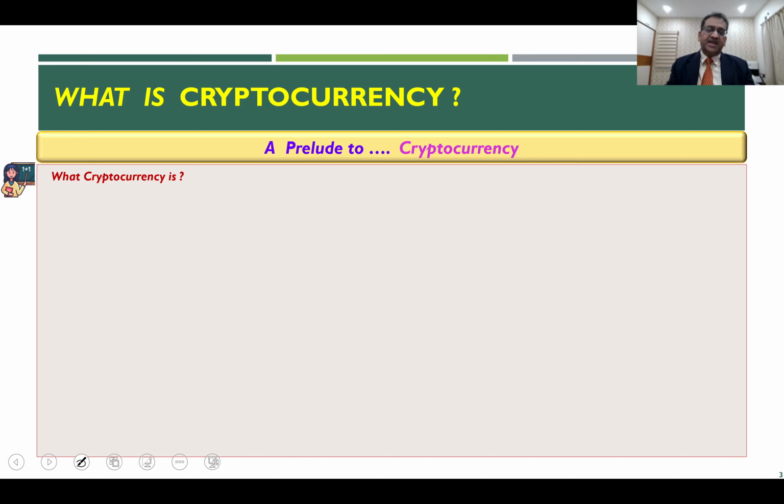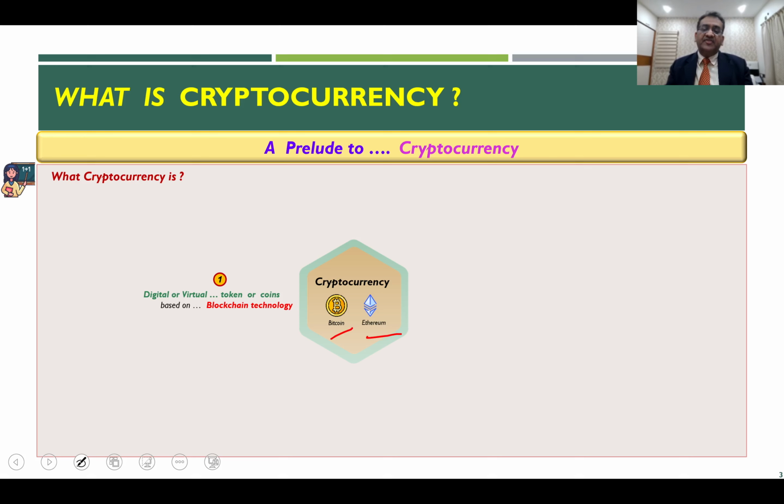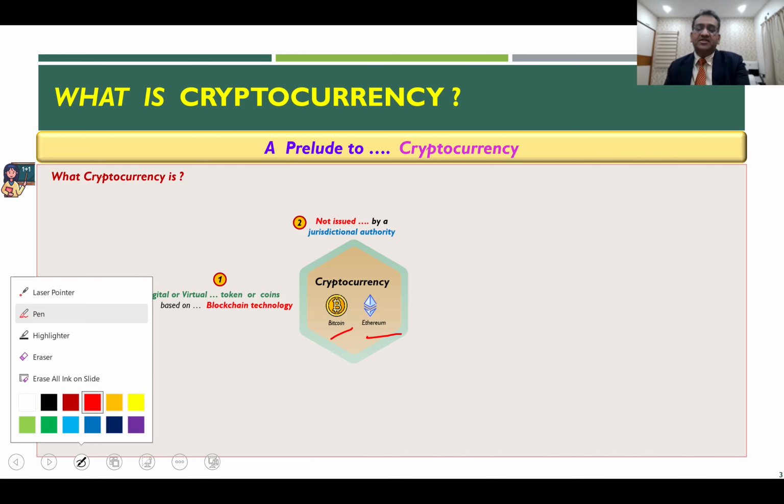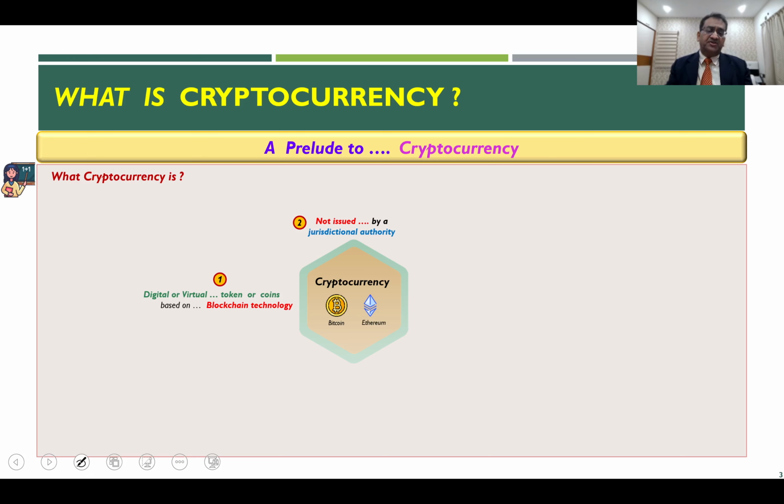So what is cryptocurrency? If you look at a very generic level, cryptocurrencies are basically digital or virtual tokens or coins, like Bitcoin or Ethereum. These digital or virtual tokens or coins are based on blockchain technology. And unlike most legal tenders, which are issued by the central governments in the various jurisdictions or countries, these cryptocurrencies are not issued by any jurisdictional authority, meaning that they operate independent of the central banks of the respective country. However, these cryptocurrencies are intended to function as a medium of exchange. We will see whether that is happening in today's world or not. But of course, cryptocurrencies are intended to function as a medium of exchange.